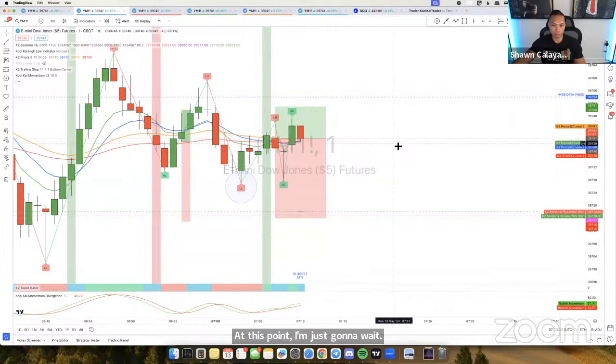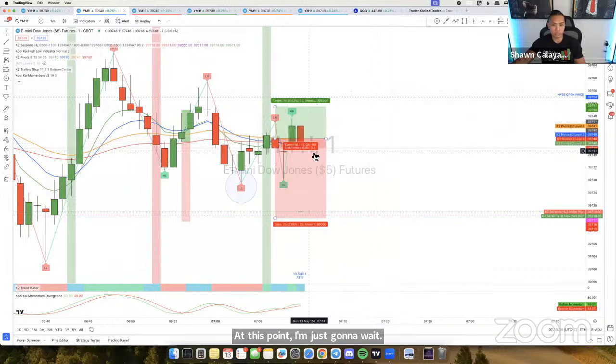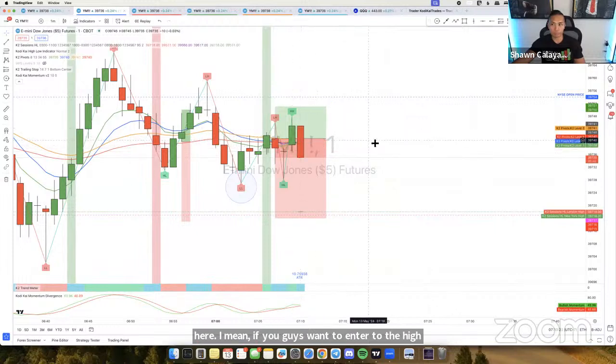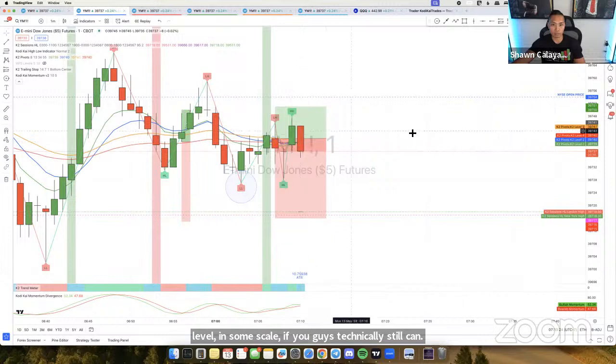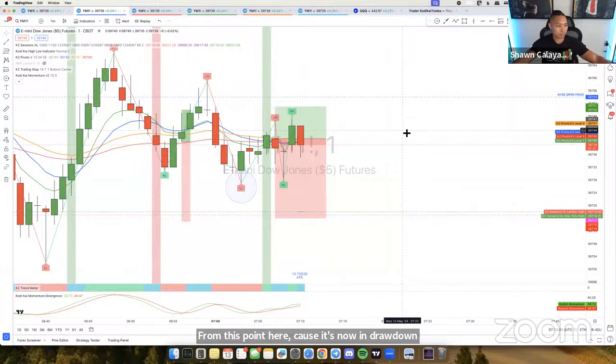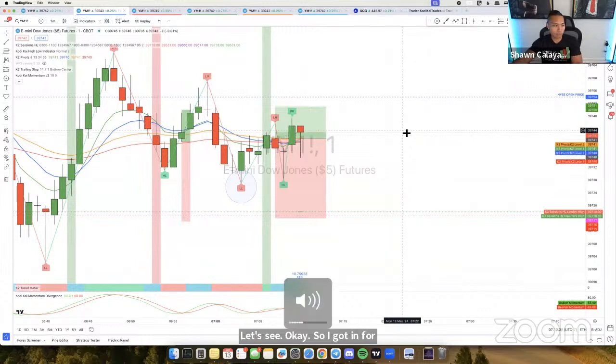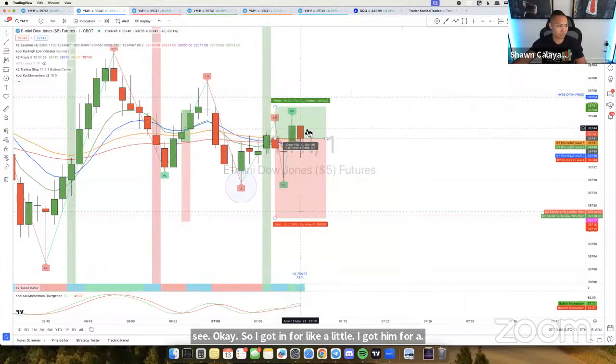Yeah, the way that the price is currently moving right here, I mean, if you guys want to enter into the high low momentum scalp, you technically still can from this point here because it's now in drawdown. I'll get in right here. So I got in at a discount because price is below. So the TP is at 51. Order submitted. So I'd have to move this down by 1 point.